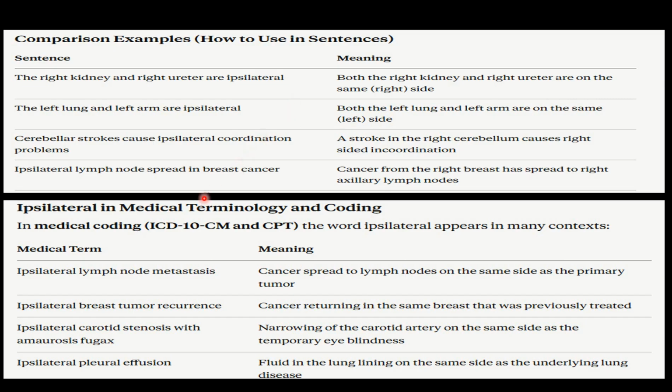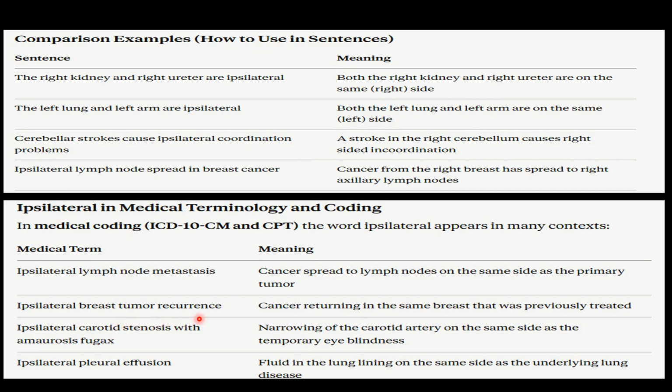Clear? Now there are some examples related to medical coding. In medical coding, ICD-10-CM and CPT, the word ipsilateral appears in many contexts. Ipsilateral lymph node metastasis means a cancer spread to the lymph node on the same side of the primary tumor.